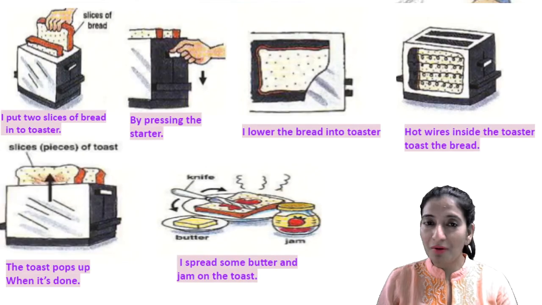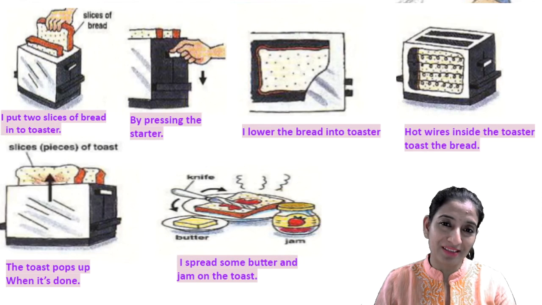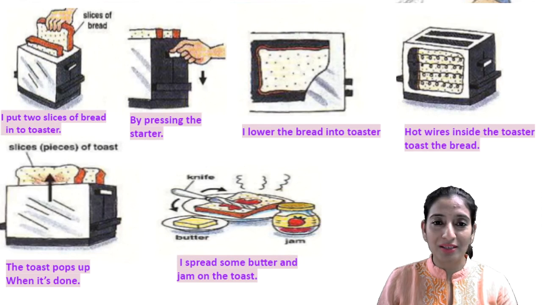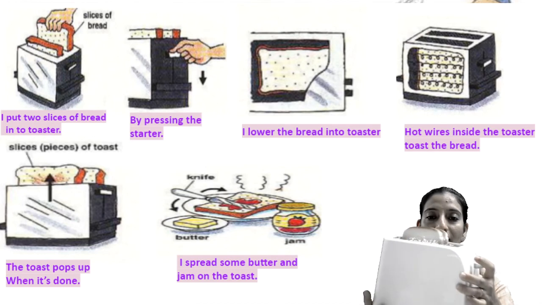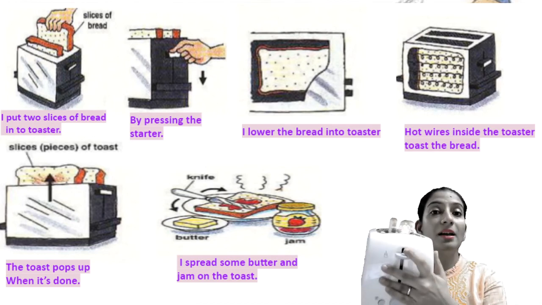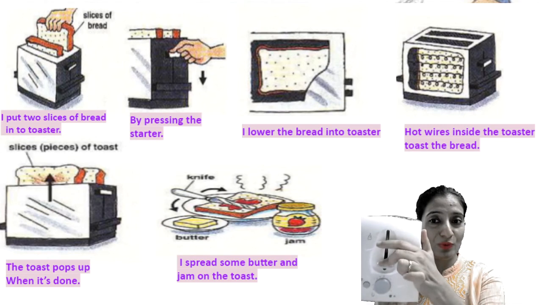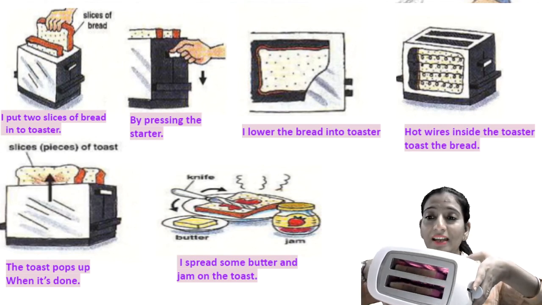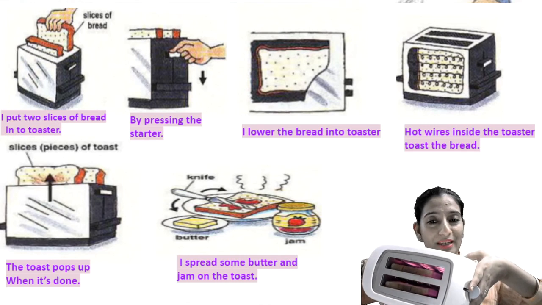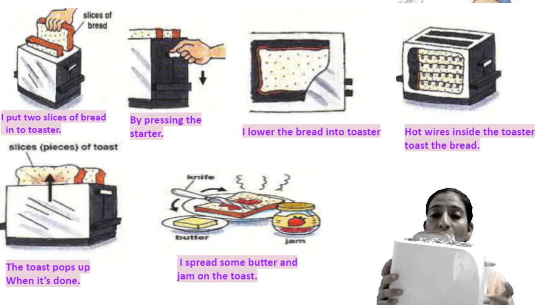Sometimes when we run out of cereals, we make toast for ourselves. So how do I do that? I put 2 slices of bread into my toaster, and by pressing the starter, I lower the bread. You can see the hot wires inside the toaster toast the bread. The toast pops up when they're done.